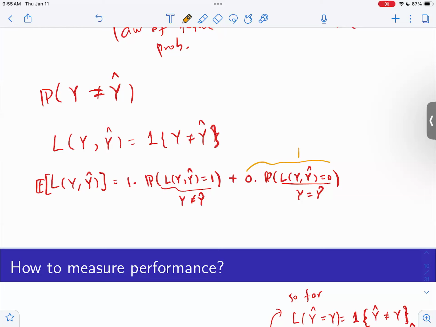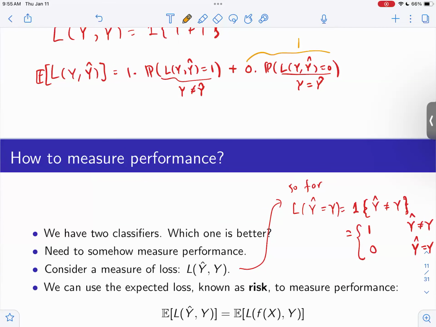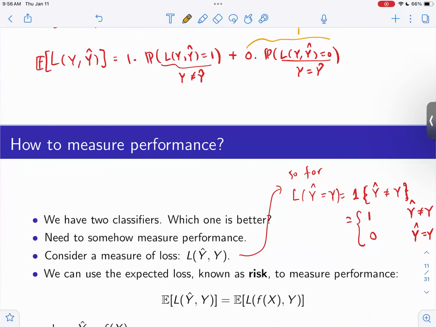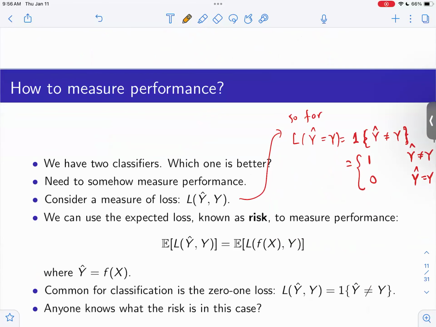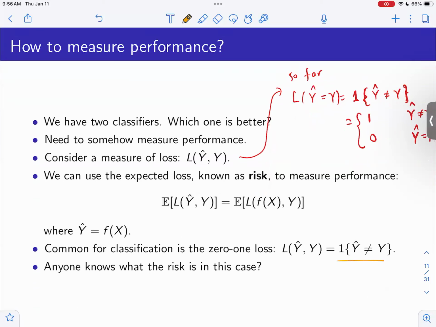So our measure of accuracy, or the classification rate, can be written as the expected value of this 0-1 loss. The terminology loss appears in statistics, decision theory, and theoretical machine learning. You pick a measure of loss and then you look at the expectation of the loss, which is sometimes called risk. Your measure of performance would be the risk, which you can write as the expectation of L of f of x and y, because y hat is f of x. So this is a bit more general. Now I can change L and I get a different measure. With the 0-1 loss, I get the classification rate that we have.